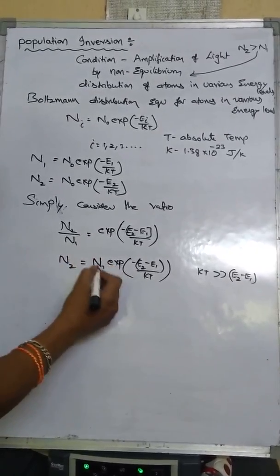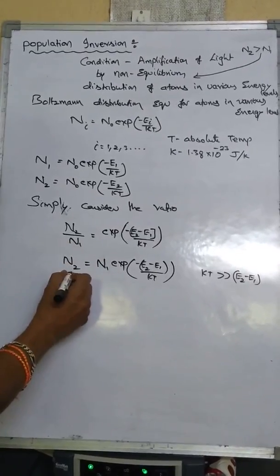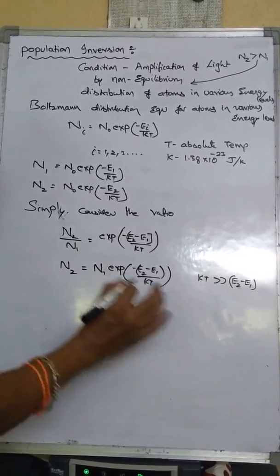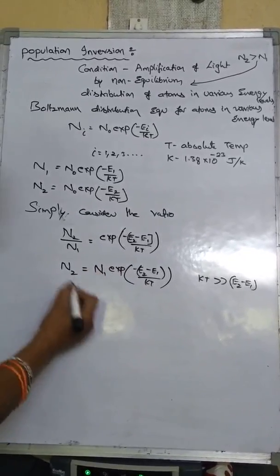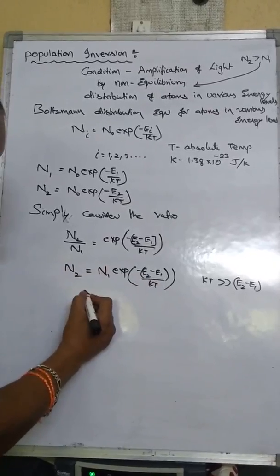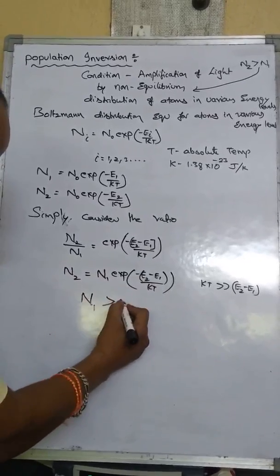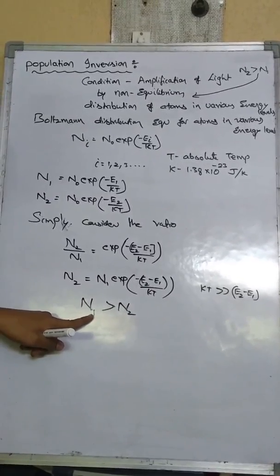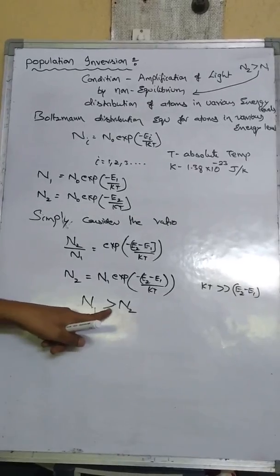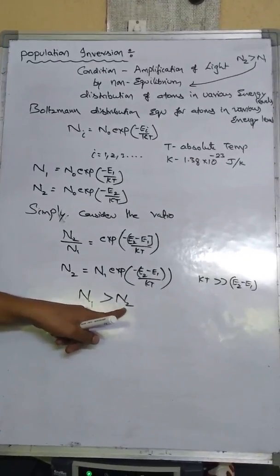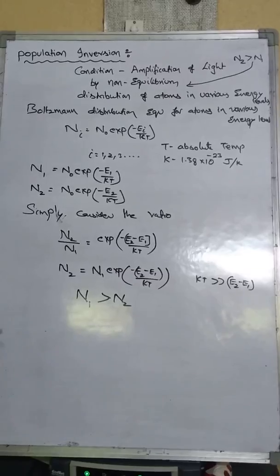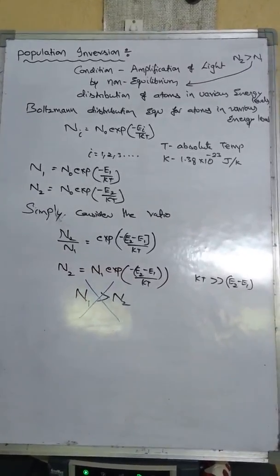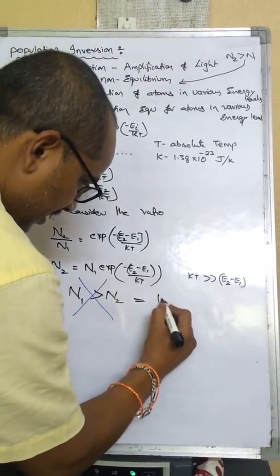So here you have to apply mathematics. There may be chances of n2 most probably being equal to n1, but never overtaking n1. So by this conclusion, I will say that n1 is dominating n2. That is, the number of atoms in the lower energy level is greater than the number of atoms in the higher energy level. And as I said, this is not the condition for a laser.